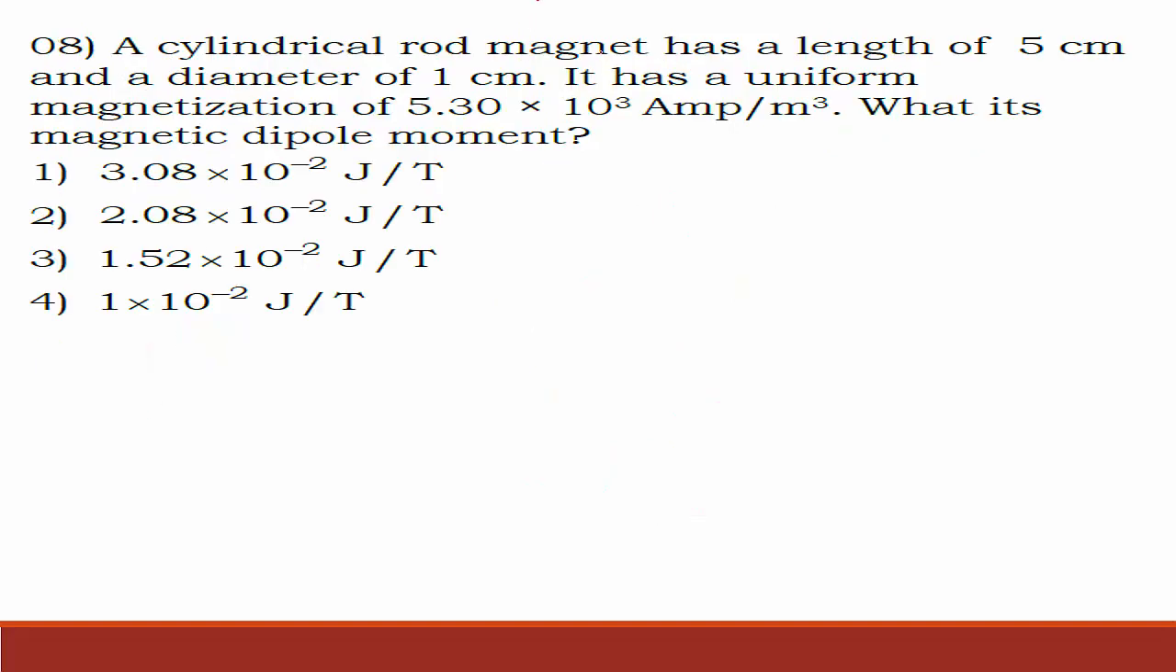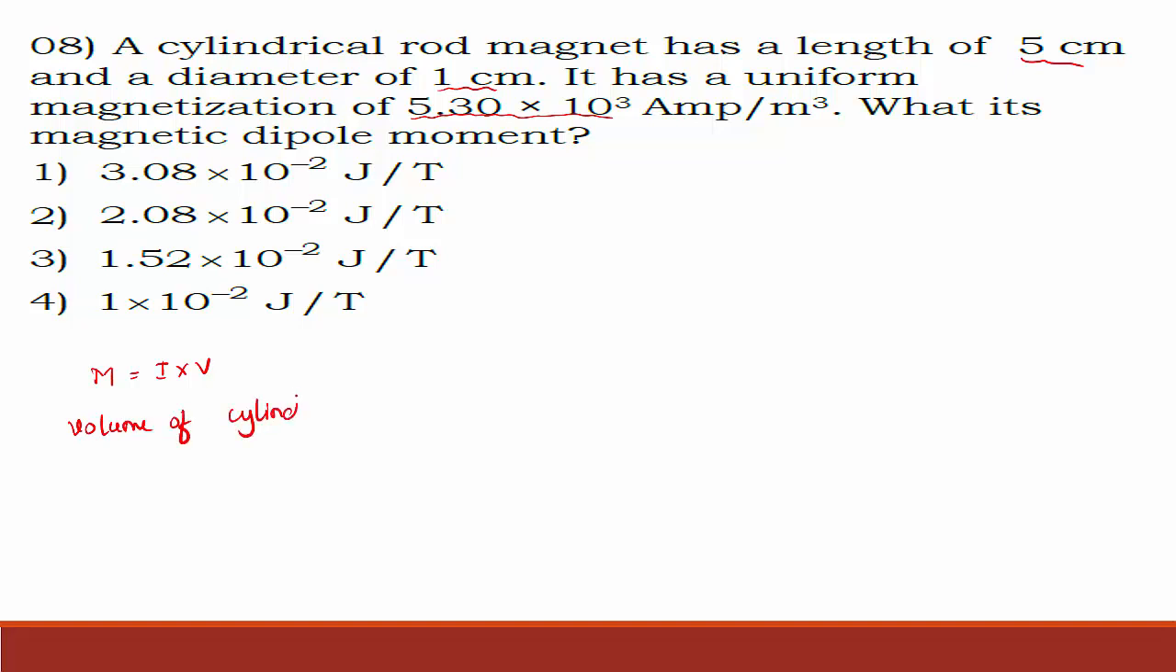A cylindrical rod magnet has a length 5 cm and a diameter of 1 cm. It has a uniform magnetization of 5.3 into 10 raised to 3 ampere per meter cube. What is its magnetic dipole moment? Here I am going to write the relation for dipole moment, that is given by M equal to I into V. Here V indicates volume of the cylinder.